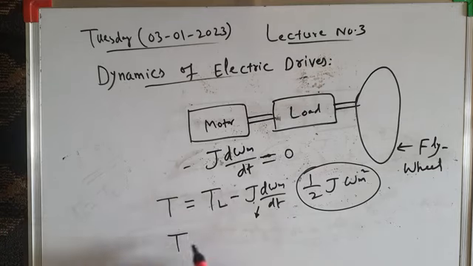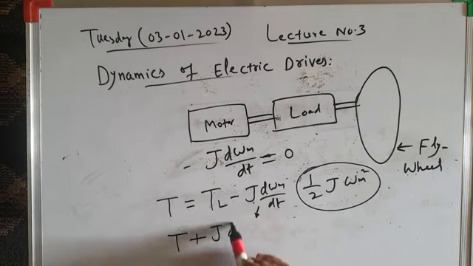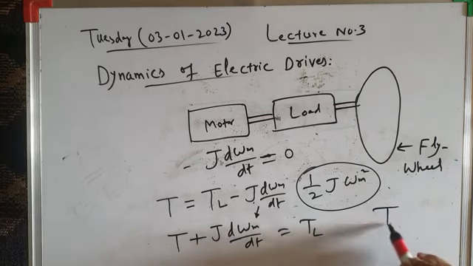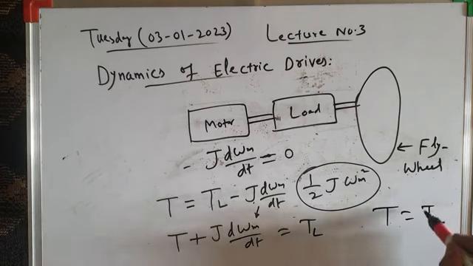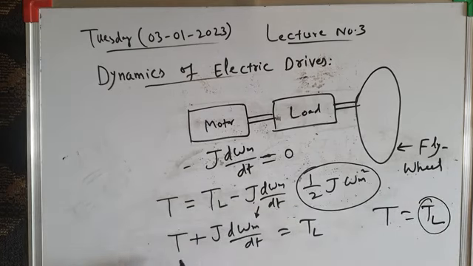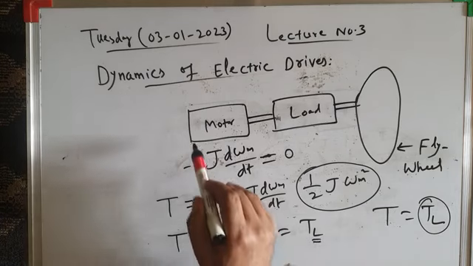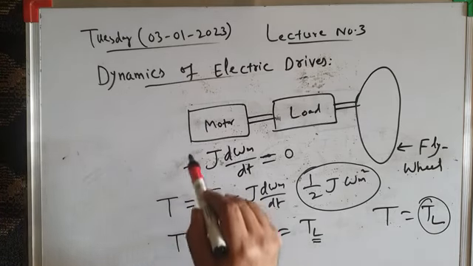So if you take this term towards the left hand side, this will become T plus J dωm/dt equal to TL. So you don't have T equal to TL now, because during the pressing phenomenon a large amount of load torque is required. So what is your equation? It's not T equal to TL, it is T plus J dωm/dt equal to TL. So this inertial torque, which changes its sign, adds to the motor developed torque and it becomes equal to the load torque. So this has an impact on the rating of the motor.